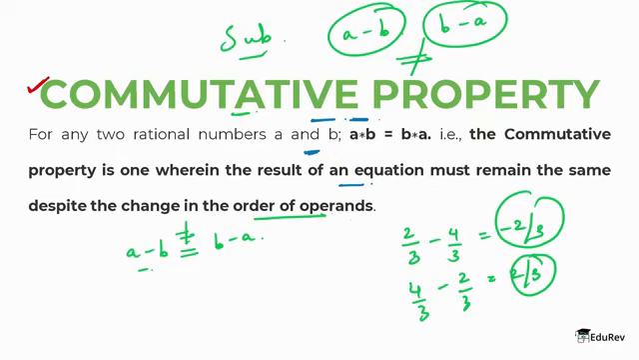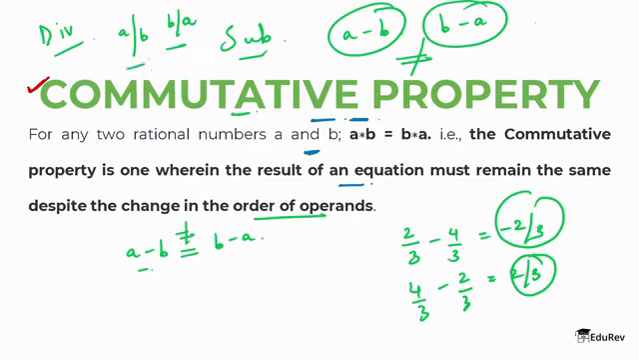Commutative property. Now we have understood about your addition and your multiplication, and we have said that both of them act in a similar way. And now we have understood how basically the subtraction works. Now the point is that division works in the same way as subtraction. That is, for example, let's say I have to divide two numbers, a by b and b by a. Now both of them can or cannot be equal.